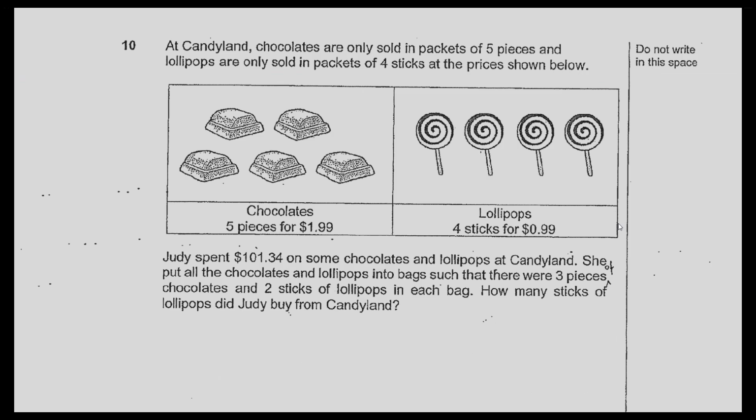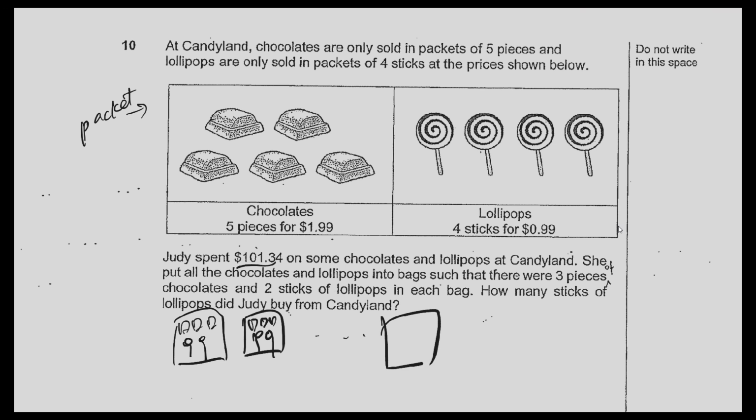Alright, so let's move on to question 10. At Candyland, chocolates are only sold in packets of 5, and lollipops are only sold in packets of 4, as shown below. And Judy spent this amount on chocolates and lollipops. She put all of them into bags. Let this be a bag such that there were 3 chocolates and 2 sticks of lollipops in each bag. And how much did she spend in total?